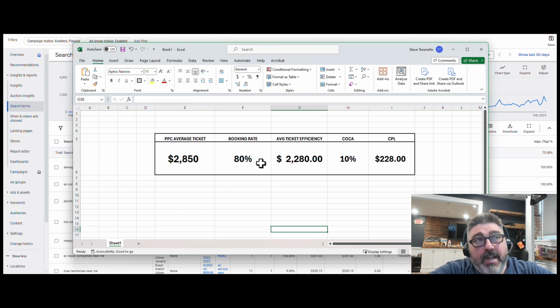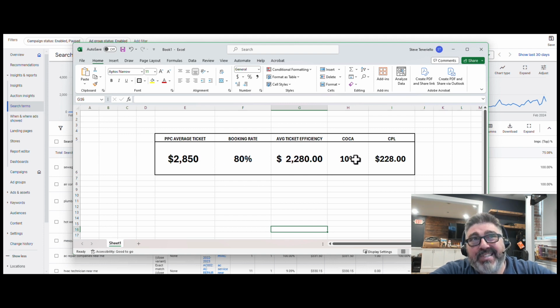What is your booking rate? It could also be your closing rate, right? So if your booking rate and closing rate are far apart, then you probably want to use closing rate because it would be more accurate. But just starting out looking at the numbers, you want some kind of baseline, and the best way to do that is just throw in your booking rate. It's 80%. So now my average ticket efficiency, 80% of 2850 is 2280.